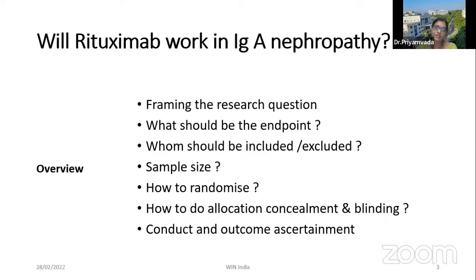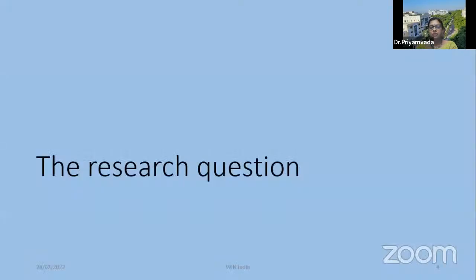Randomization mostly has been dealt with by Nivedita. So I'll be just discussing a few aspects which you need to be careful about when doing the randomization. Allocation concealment and blinding already discussed. And finally, I'll be discussing how to conduct the study and how to ascertain the outcomes.